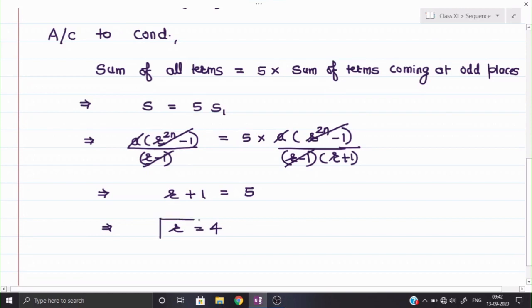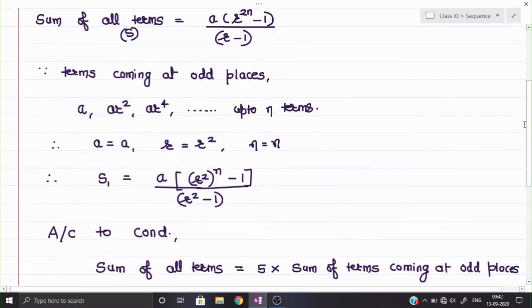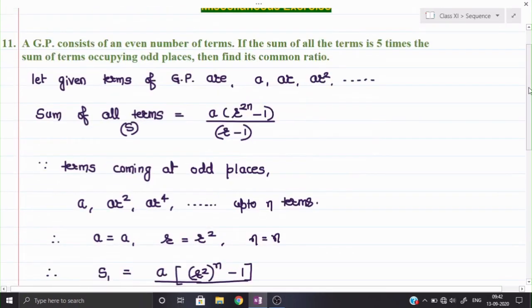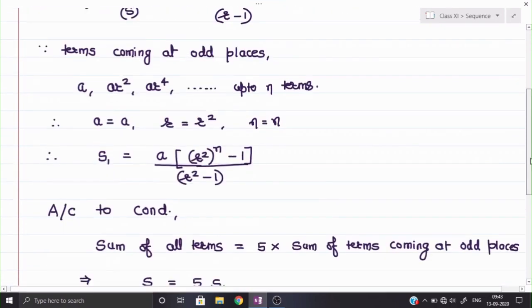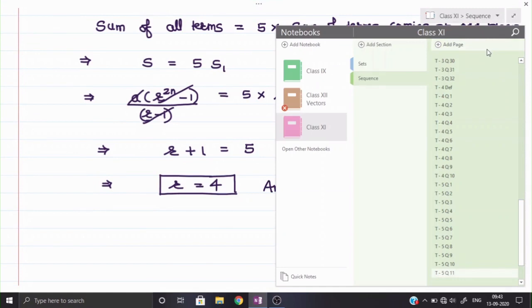Okay, now let us see what they were asking in the question. Were they asking only the common ratio or some more values? In the question they were asking only the common ratio, which we have got here. So we mark this one as the answer and we shall start the next question. Let us see the next question now. Question number, now I am taking 12th.